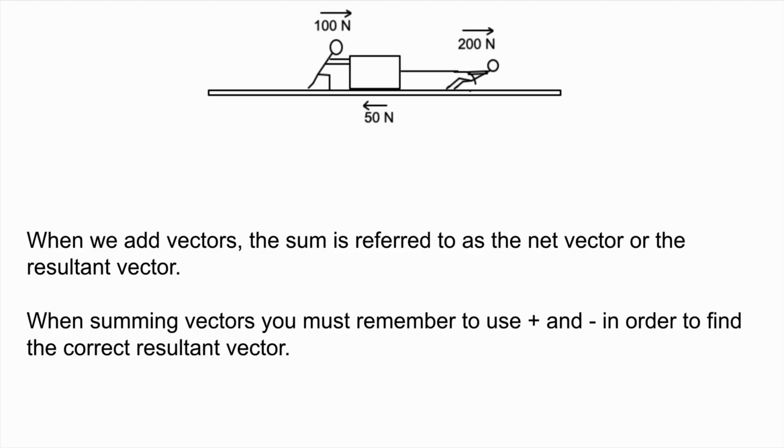Or like the net velocity or net force. And sometimes we use the word resultant vector. So the result of adding them up, what do we get? When we're summing vectors, we have to remember to use the positive and negative signs. Otherwise, we're not going to get the right value.